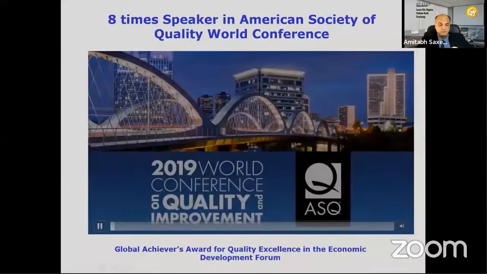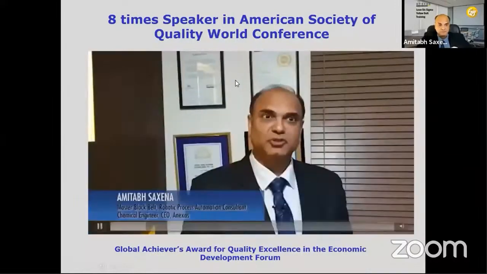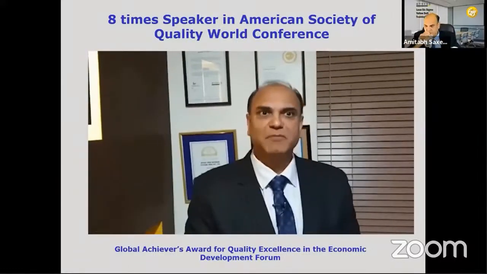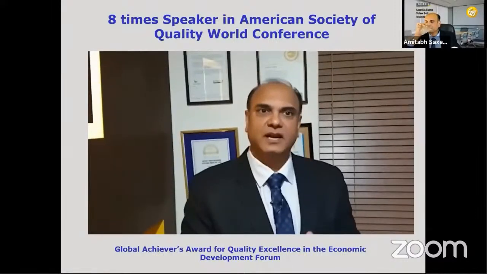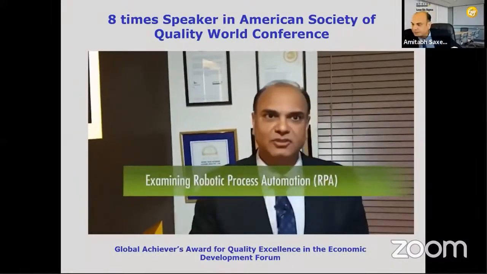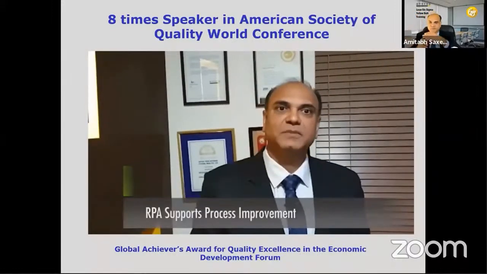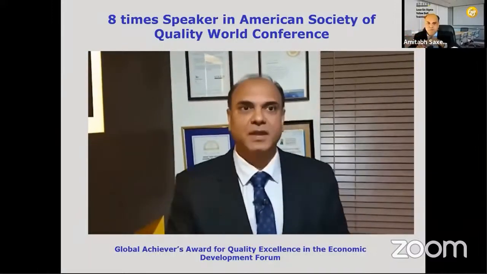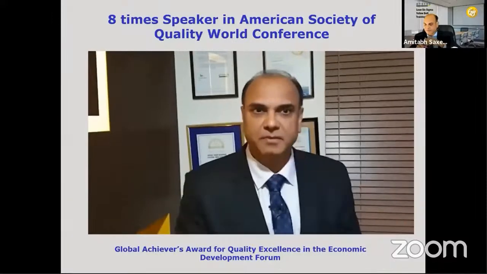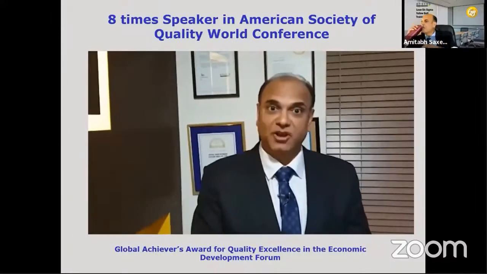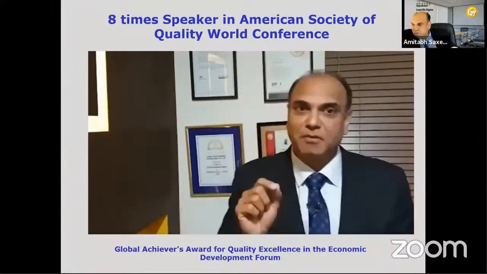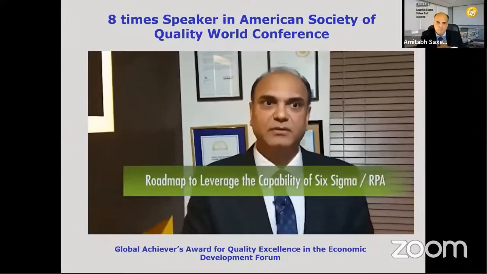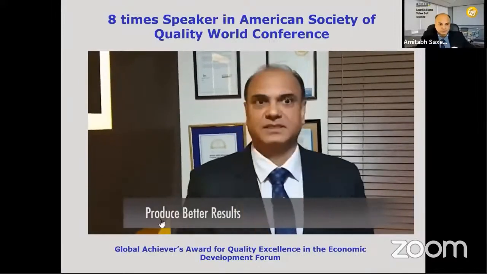On 21st of May 2019, I'm going to speak at the American Society for Quality's World Conference in Fort Worth, Texas. I'm going to talk about how one of the fields in artificial intelligence, robotic process automation or RPA, can be used to support process improvement initiatives along with Lean and Six Sigma. We will see how this combination leads to improved productivity, improved quality, and reduced costs. Using a case study from a bank, I will share a roadmap to leverage the capabilities of existing quality programs like Six Sigma with RPA to produce better results. So see you there on 21st of May in Fort Worth.